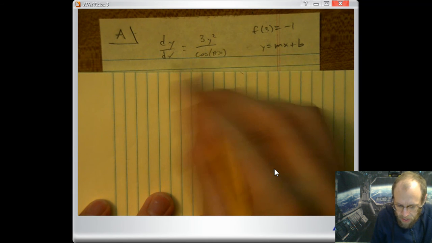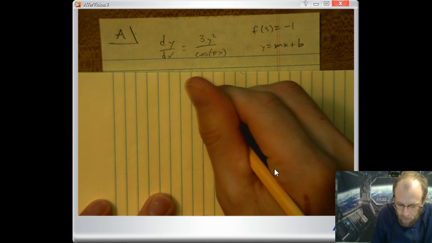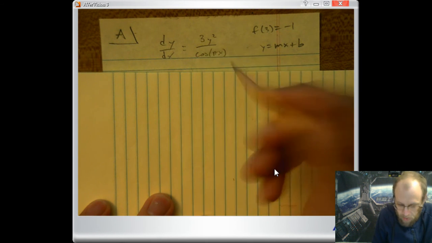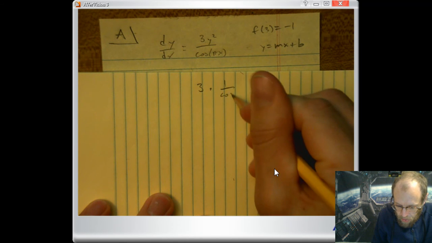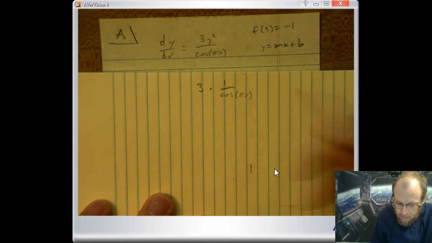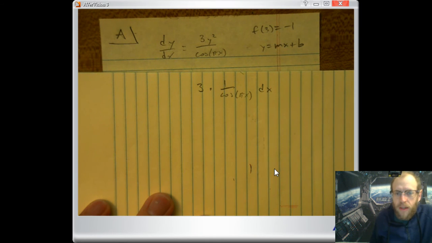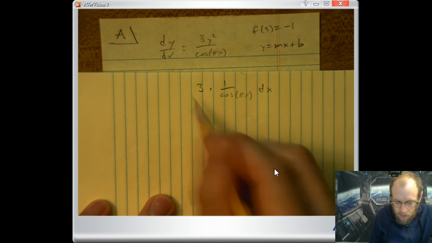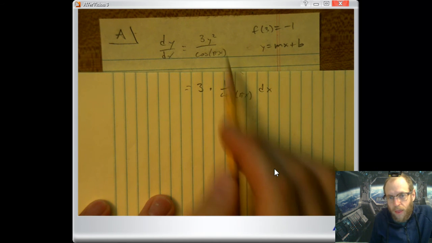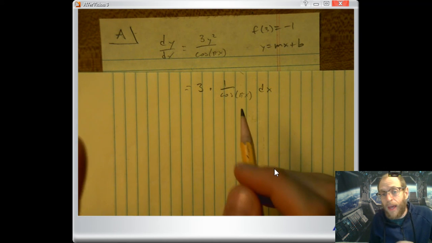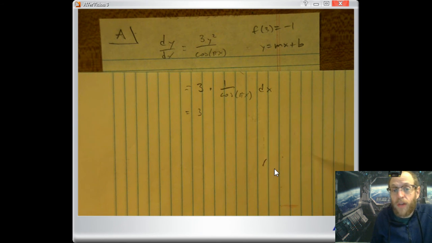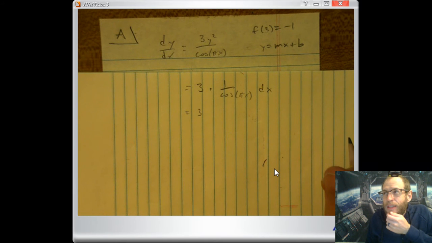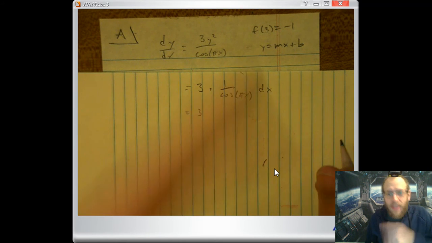on the right-hand side, for the x's, you're going to get, now you probably want to leave the 3 over here, but you're going to get 1 over cosine of pi x dx. And you're going to have to integrate that. And you totally can, if you remember that 1 over cosine is the same thing as secant. That's right.